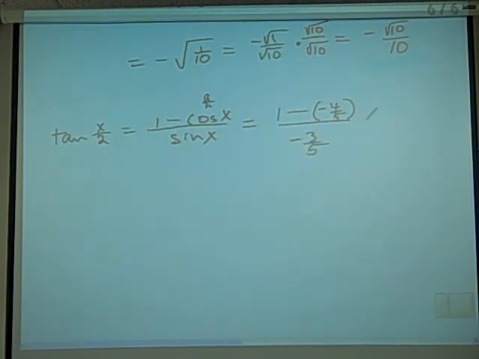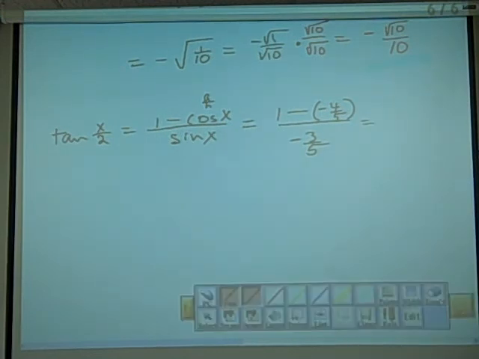Okay, so we have to simplify that. So this will become a plus here. We change the 1 to 5 over 5, because we need a common denominator. So 5 plus 4, that'll be a 9 over 5. Divide by negative 3 over 5. Multiply the reciprocal, right? So we've got 9 over 5 times a negative 5 over 3.